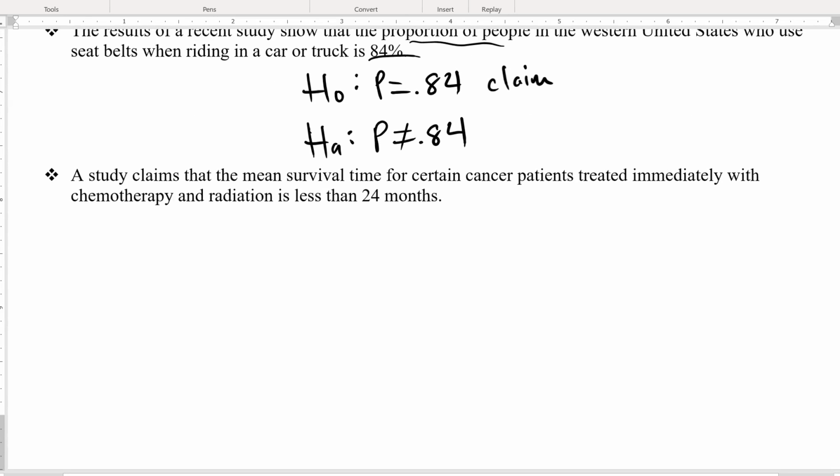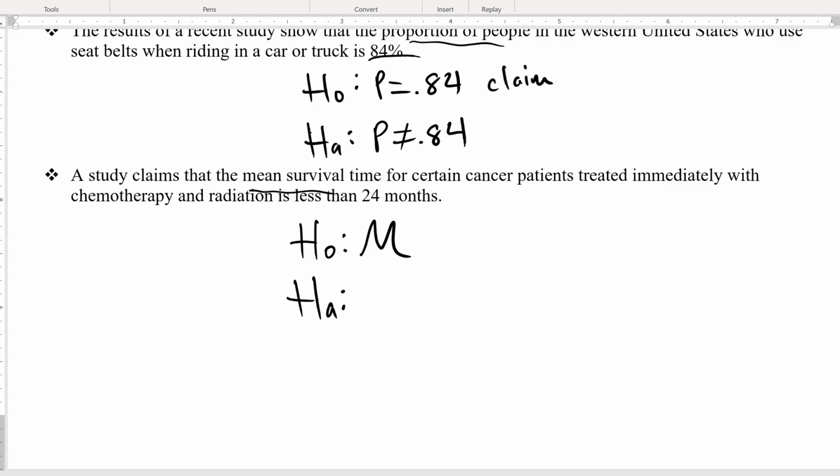A study claims the mean survival time for certain cancer patients treated immediately with chemotherapy and radiation is less than 24 months. That's kind of depressing. What are we dealing with? Mean survival. So that would be mu.